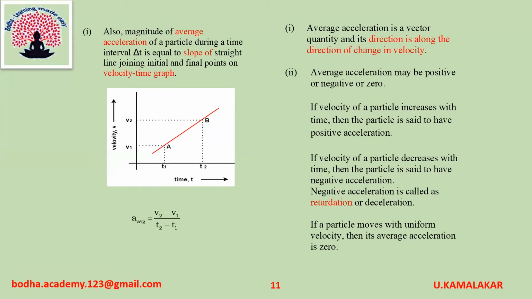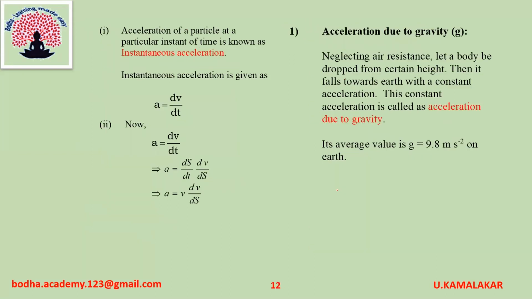If velocity of particle increases with time, then particle is said to have positive acceleration. If velocity of particle decreases with time, then particle is said to have negative acceleration. Negative acceleration is also called as retardation or deceleration. If particle moves with uniform velocity, then its average acceleration is zero.